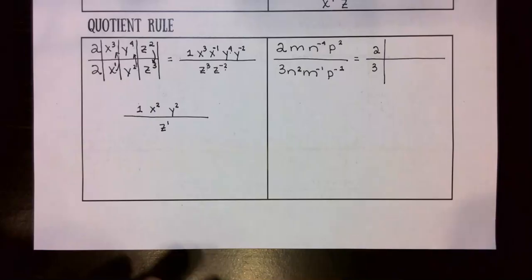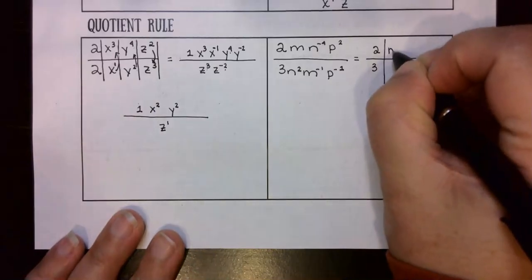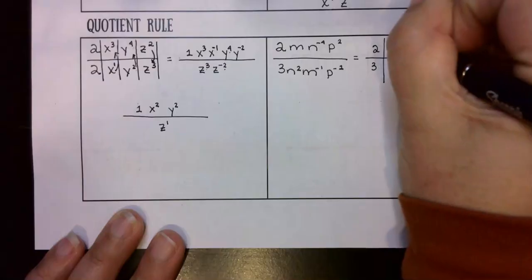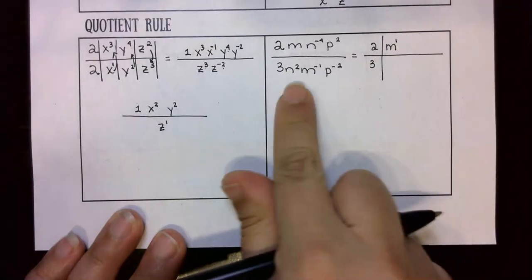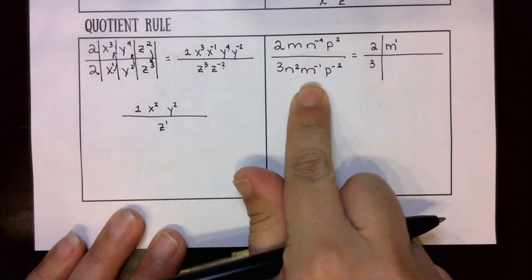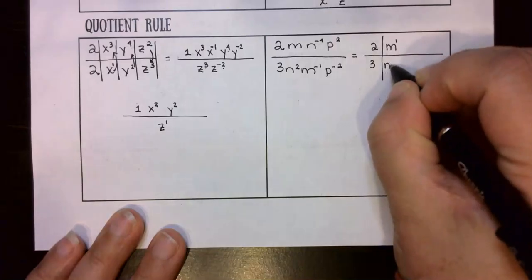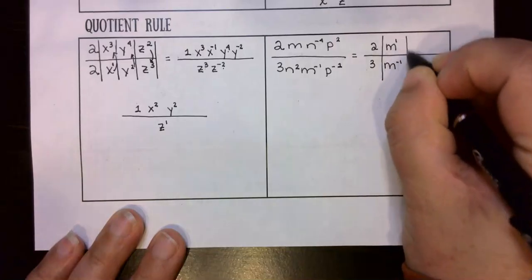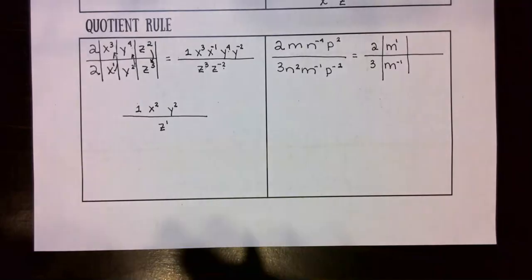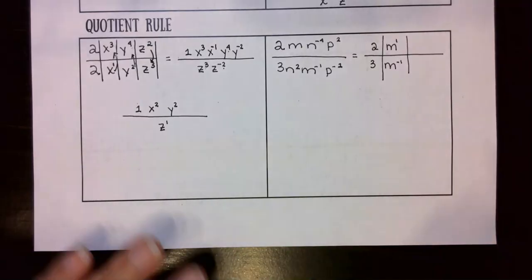All right, let's start with the m on the top. So we have m, because it doesn't have an exponent, give it a 1. But when you look at the bottom, you see that you have m to the negative 1. So you want to go ahead and move it to where they're stacked one on top of the other. We're going to do the same thing with the n's. We have an n to the negative 4.